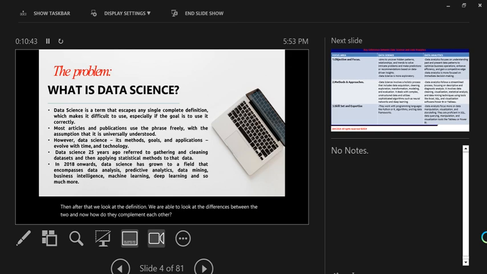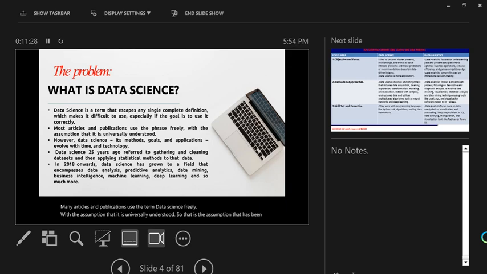So one thing about data science is that many articles, many people, scholars and so on have been coming up with various definitions. It doesn't have a scientific naming system like we find for diseases. If it is COVID-19, they give a universal name and so on. So many articles and publications use the term data science freely with the assumption that it is universally understood. So that is the assumption that has been there.